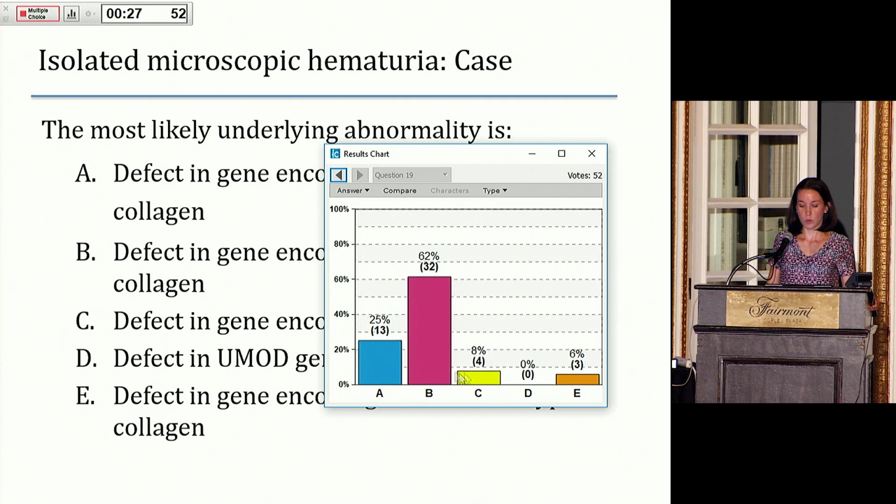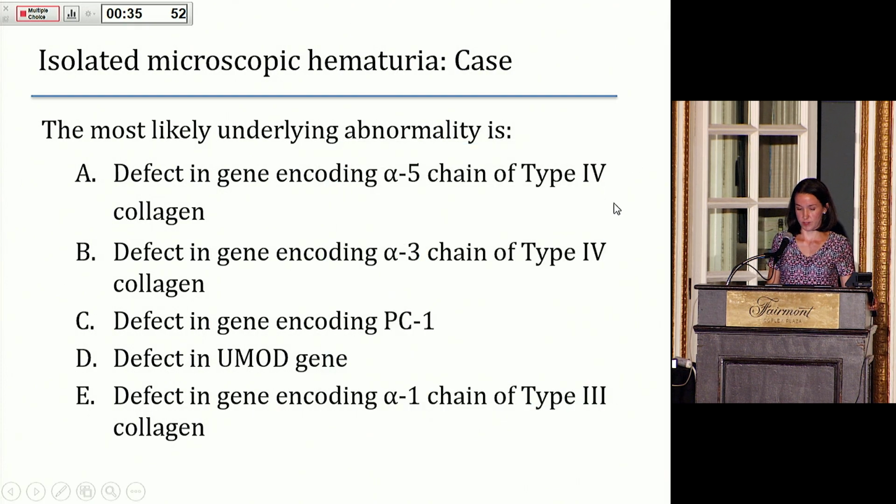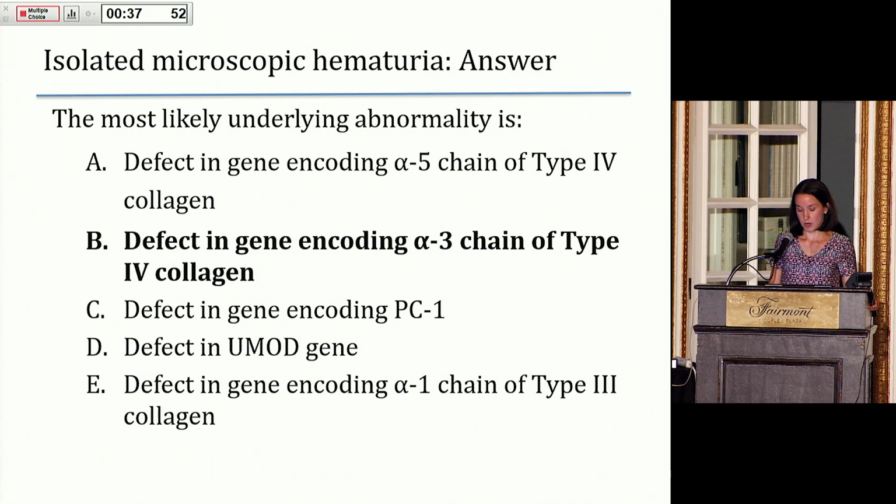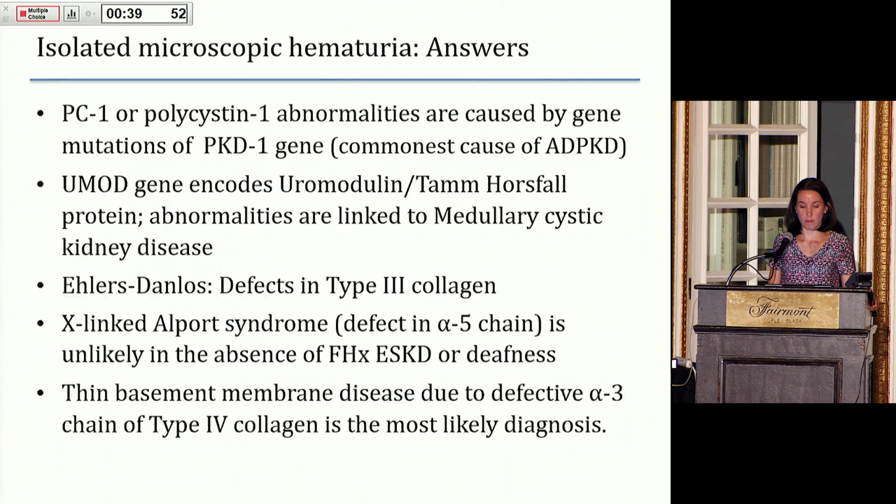Okay, so most of you, we have a little bit of debate between A and B, but most of you are coming down on B, which is a defect in the alpha-3 chain of type 4 collagen. Okay, and I agree with that. So let's go through what we think here.